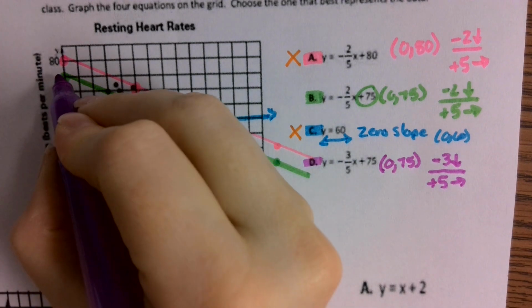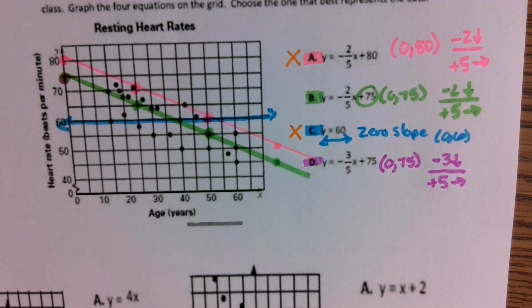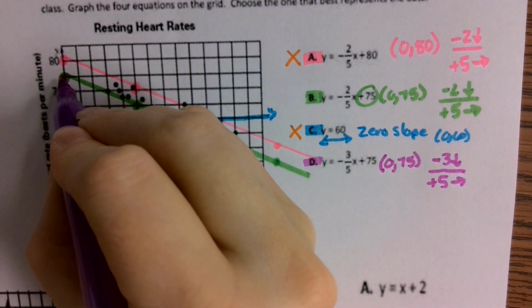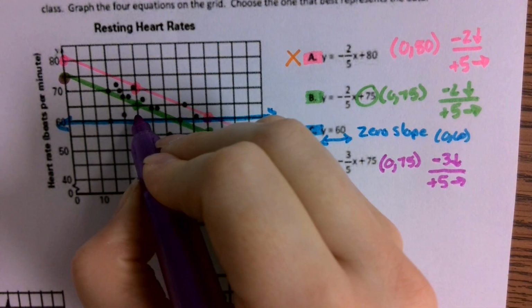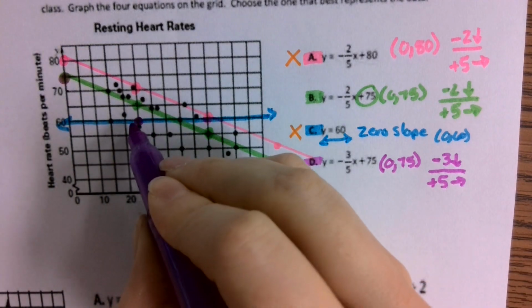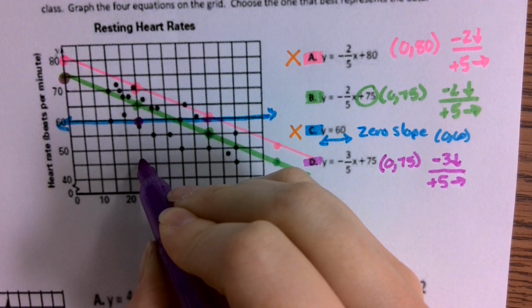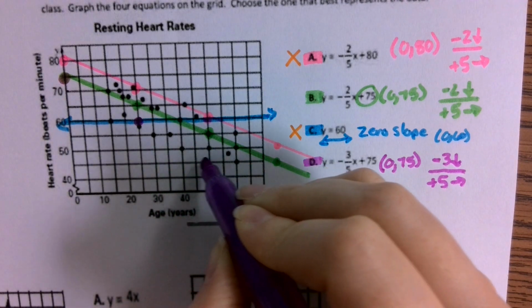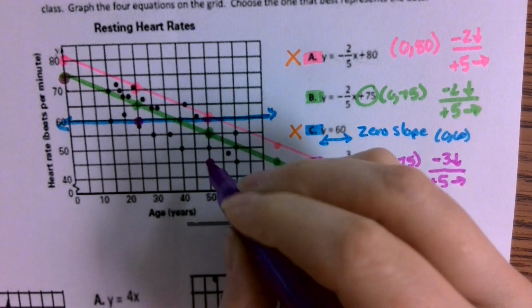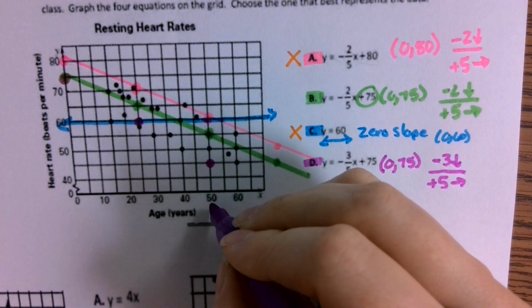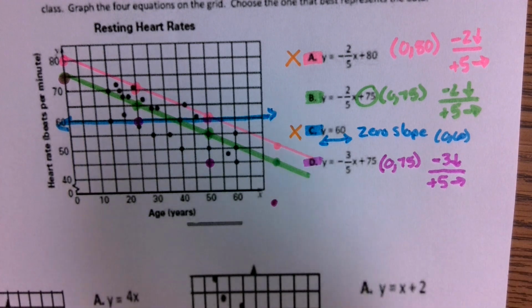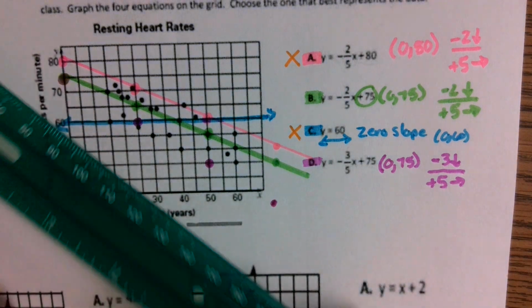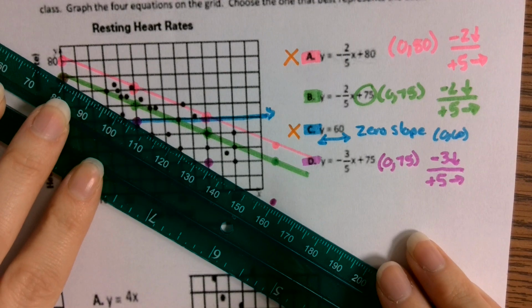So starting at 75, our green and our purple are overlapping right there. We're going to go down 3 boxes, 1, 2, 3, and to the right 5: 1, 2, 3, 4, 5. Down 3, 1, 2, 3, to the right 5: 1, 2, 3, 4, 5. And then down 3 again, 1, 2, oh, we're going to go off the graph. And then 1, 2, 3, 4, 5. Okay, so here would be our purple graph.